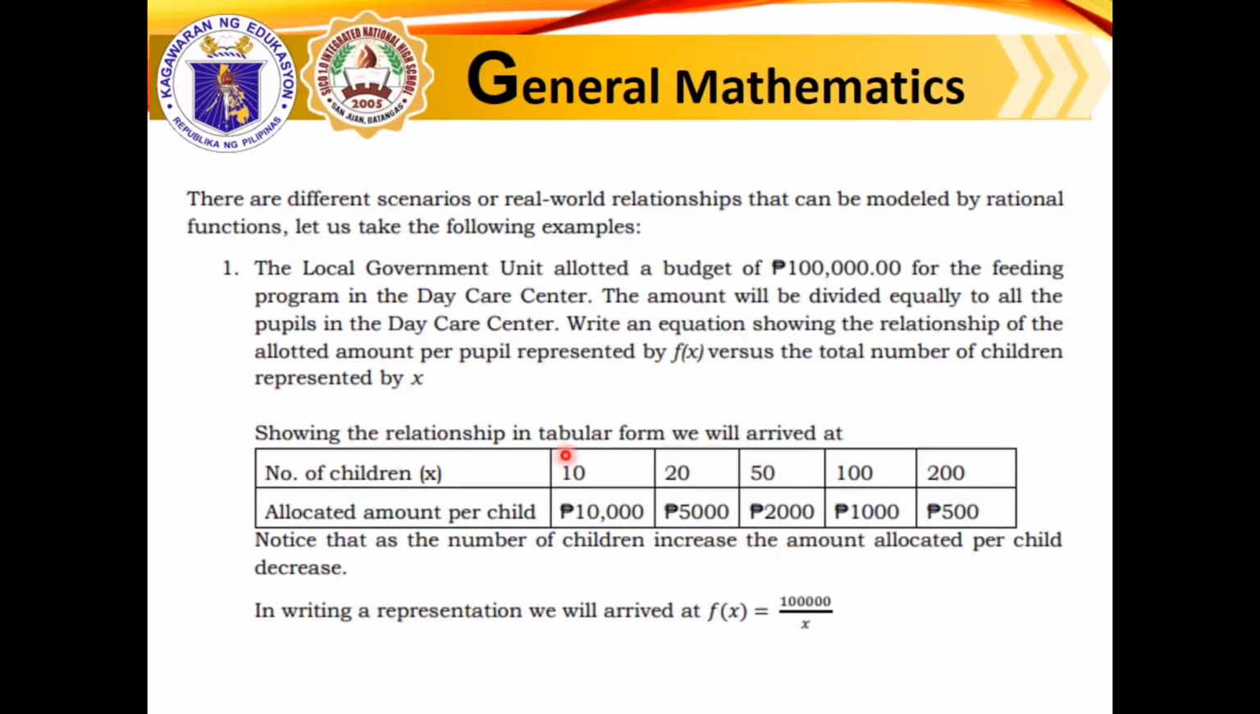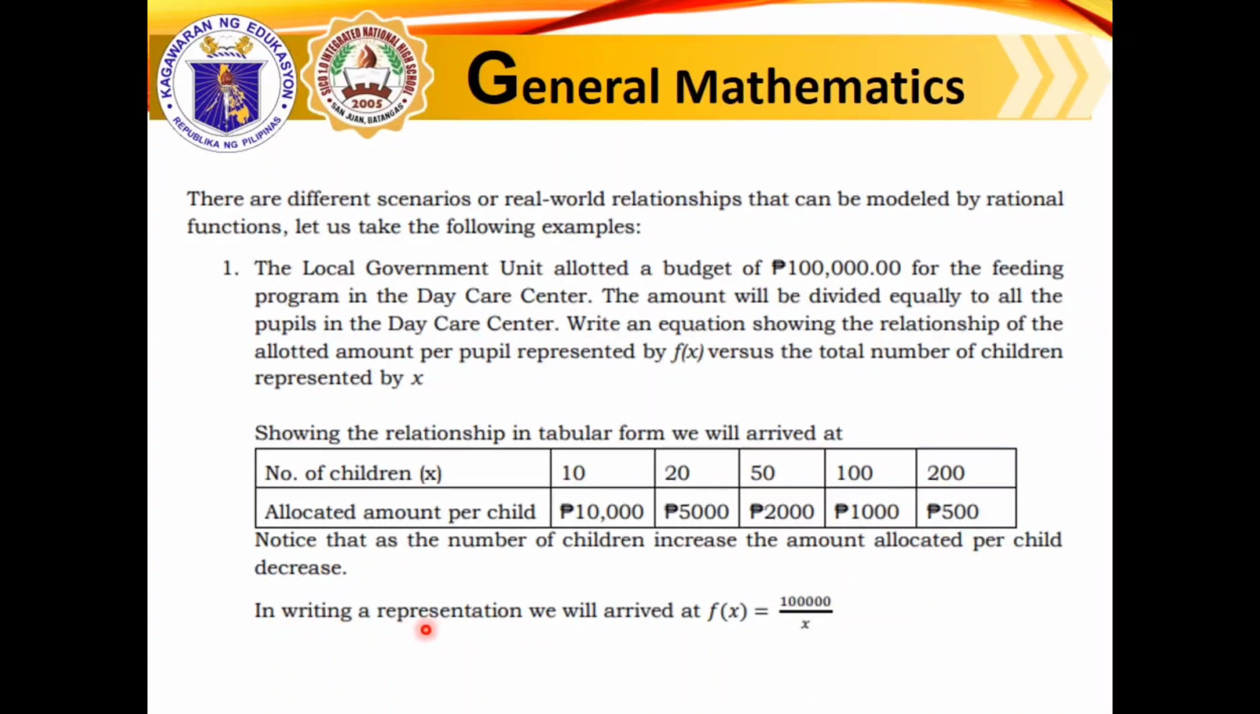So this will be our table. Showing the relationship in tabular form, we have two components: the number of children, which is the x, and the allotted amount per child. So we have 10, 20, 50, 100, and 200. The allocated amounts are as follows: 10,000, 5,000, 2,000, 1,000, and 500. Notice that as the number of children increases, the amount allocated per child decreases.